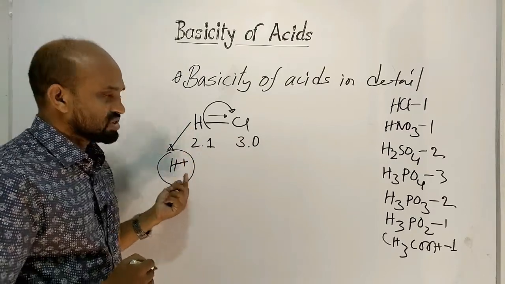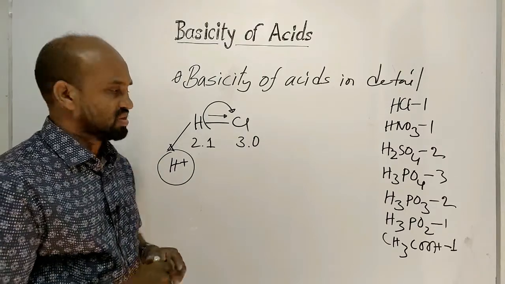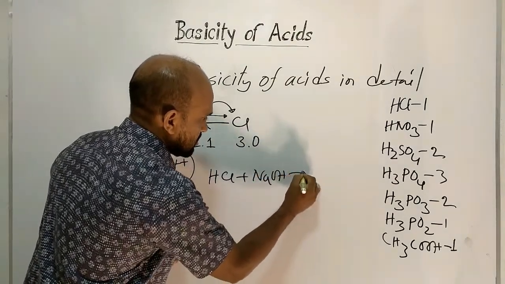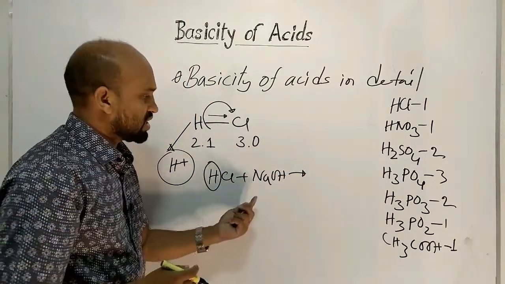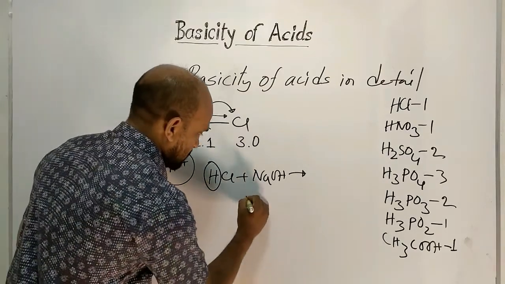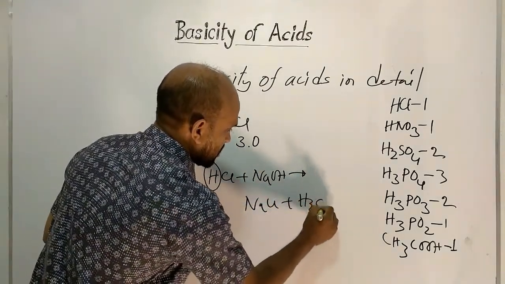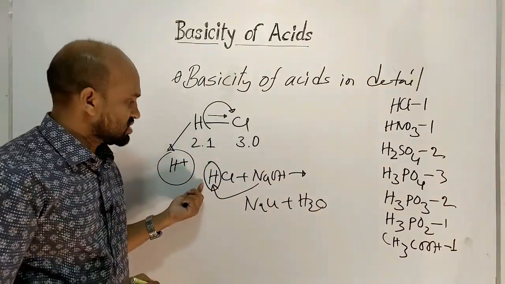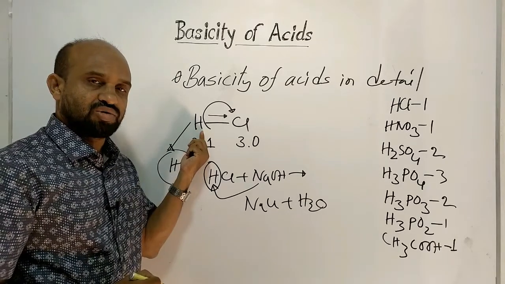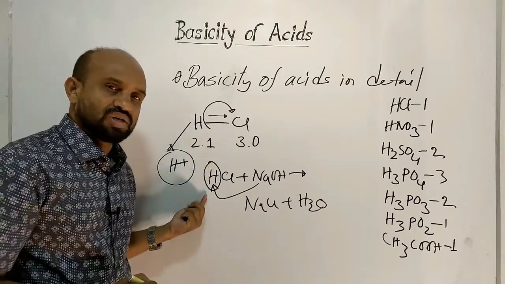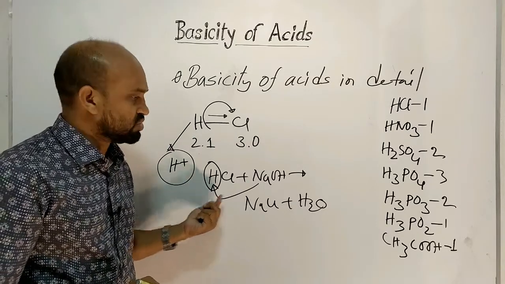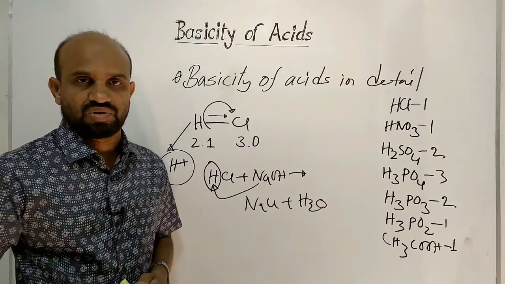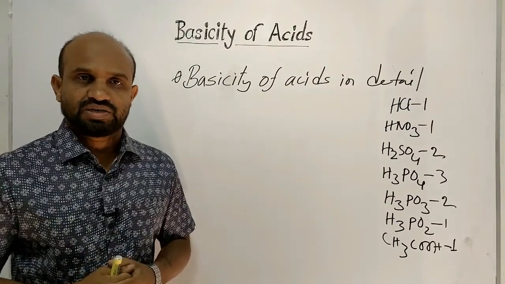But another term is used, that is replaceable hydrogen atom by a base. When this acid is added to a base, then this hydrogen is replaced by metal like this, sodium chloride and water. That means this hydrogen is replaced by sodium. That is why it is said that the number of ionizable hydrogen atoms or the number of replaceable hydrogen atoms by a base, this is basicity of an acid. Let's see another example. Now let's see the basicity of nitric acid.